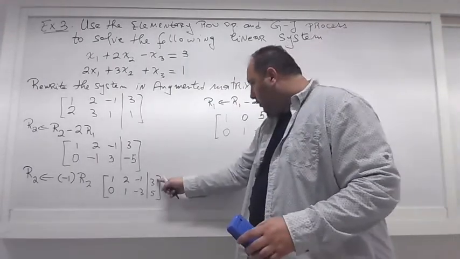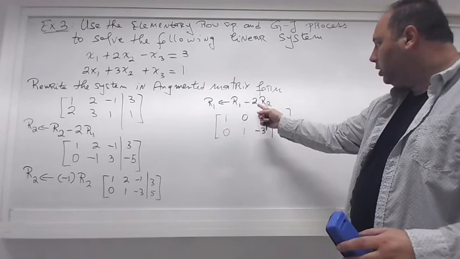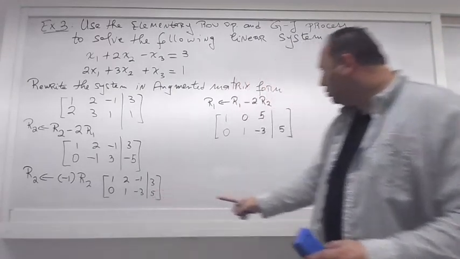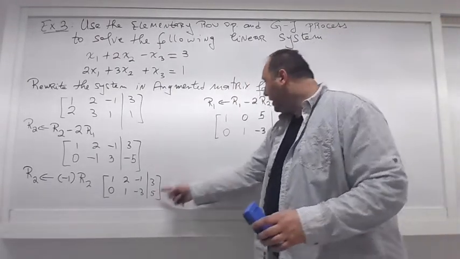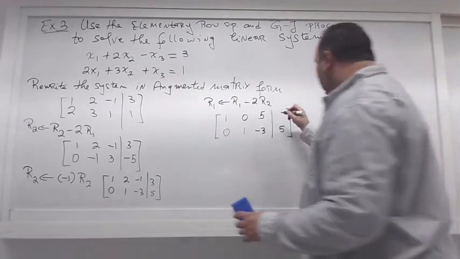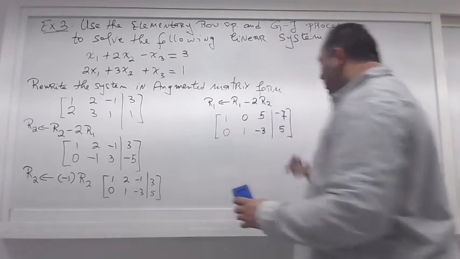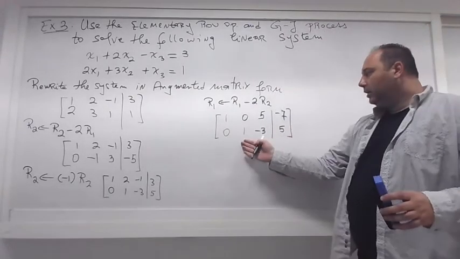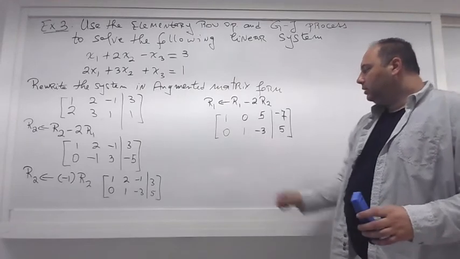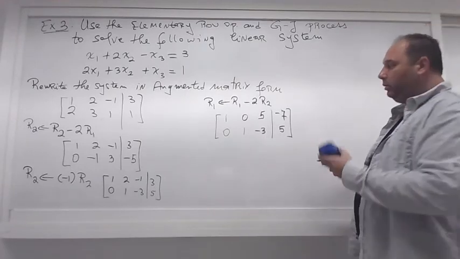Row 1, 3 minus 2 times row 2. So 2 times 5 is 10. So 3 minus 10 is minus 7. This is reduced echelon form. How do I know? Well, we will learn that later.